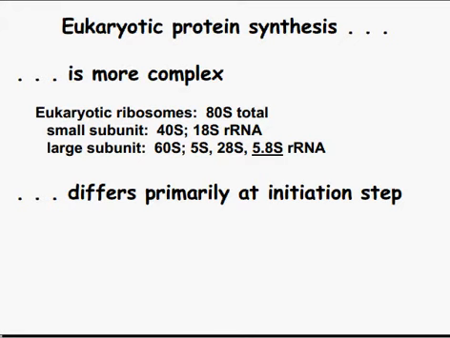Okay, so in the previous video we talked about prokaryotic protein synthesis. So now we're going to be hitting on the equally exciting eukaryotic protein synthesis, which is more complex. The eukaryotic ribosome is 80 Svedberg units total size. The small subunit is 40S, with an 18S rRNA. The large subunit is 60S, with 5S, 28S, and 5.8S rRNA. And these differ primarily at the initiation step, eukaryotic and prokaryotic protein synthesis, that is.